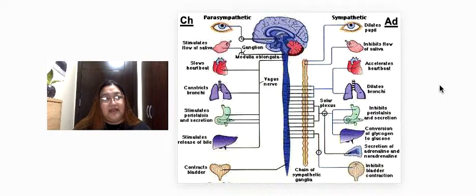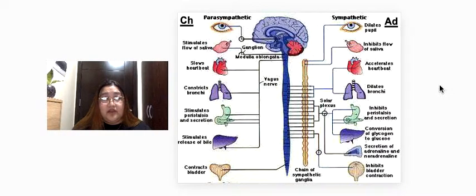Kaya nga, di ba, kahit sa gabi, we produce saliva. Pagkagising natin minsan, meron tayong mga laway. Kasi it's a normal body function. Sympathetic, it inhibits flow of saliva.